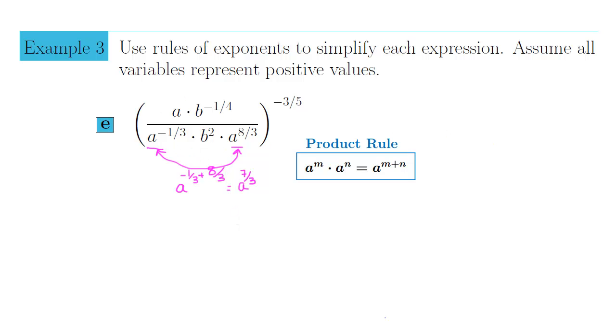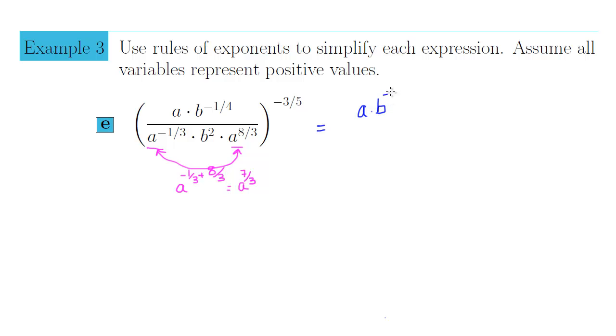So let's put this together. This expression becomes a times b to the negative 1/4 all over, and now we've combined these two a's together to get a to the 7/3 times b to the second power, and that entire quotient is being raised to the negative 3/5 power.